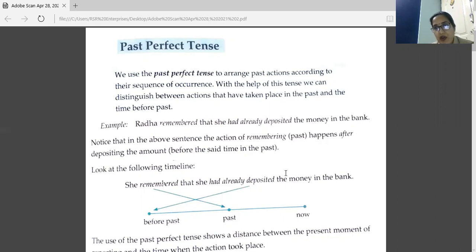Now, the structure of verb in past perfect tense is use of had. With that, the third form of verb, that is past participle. And in this sentence, the third form of verb is deposited. So had deposited is past perfect tense.